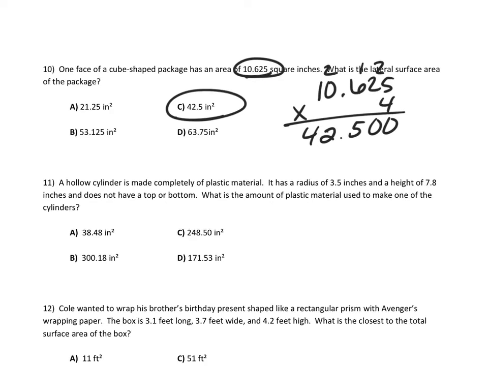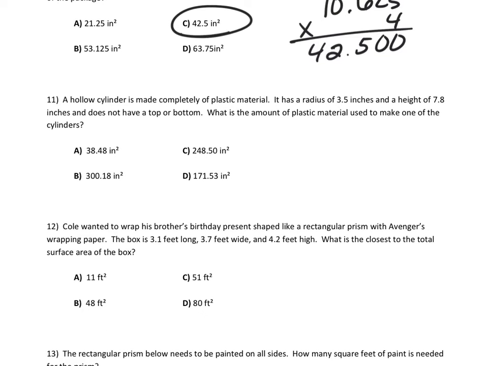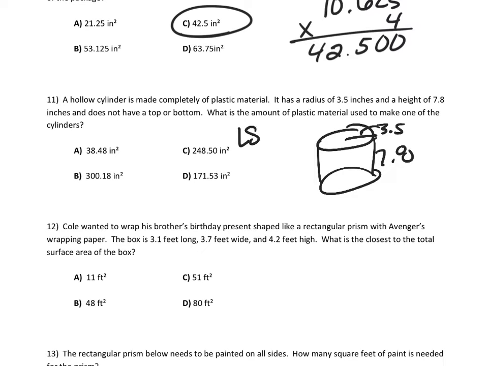Number 11, a hollow cylinder is made completely out of plastic material. If the radius is 3.5 inches, then a height of 7.8, and it does not have a top or bottom, what is the amount of plastic material used to make one of the cylinders? Okay, it is lateral. If it doesn't have a top or bottom, it is lateral surface area.